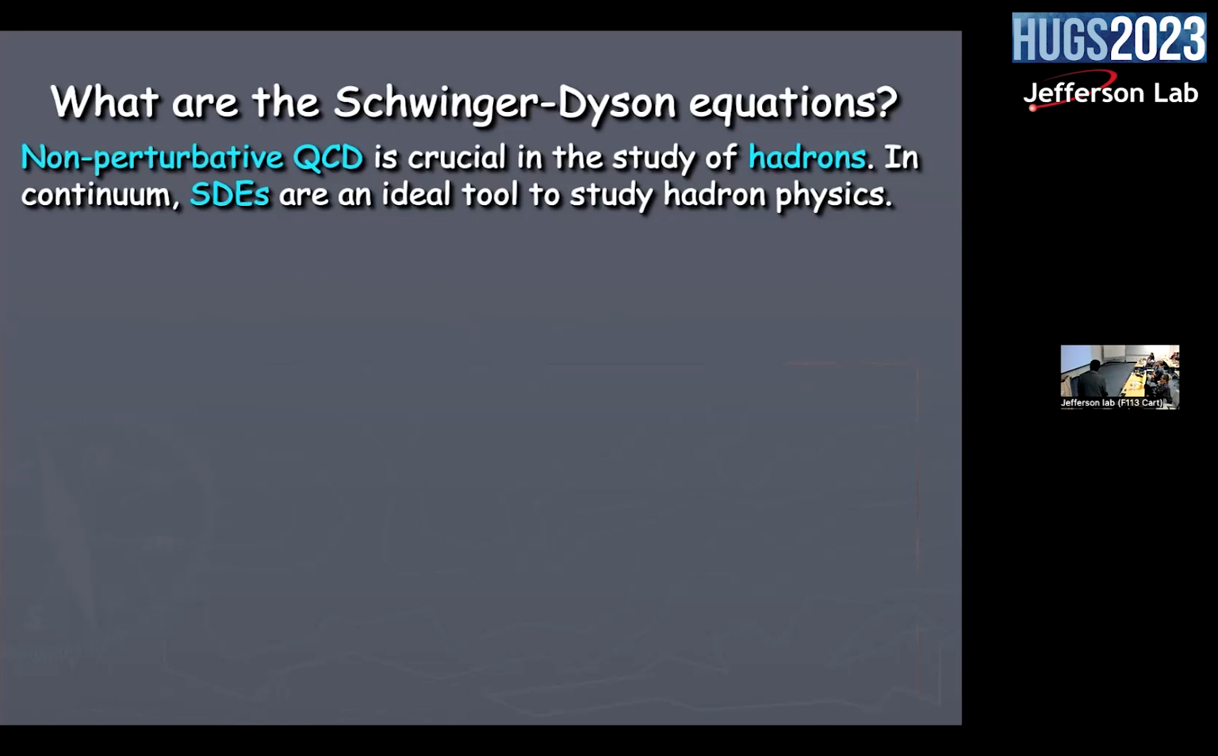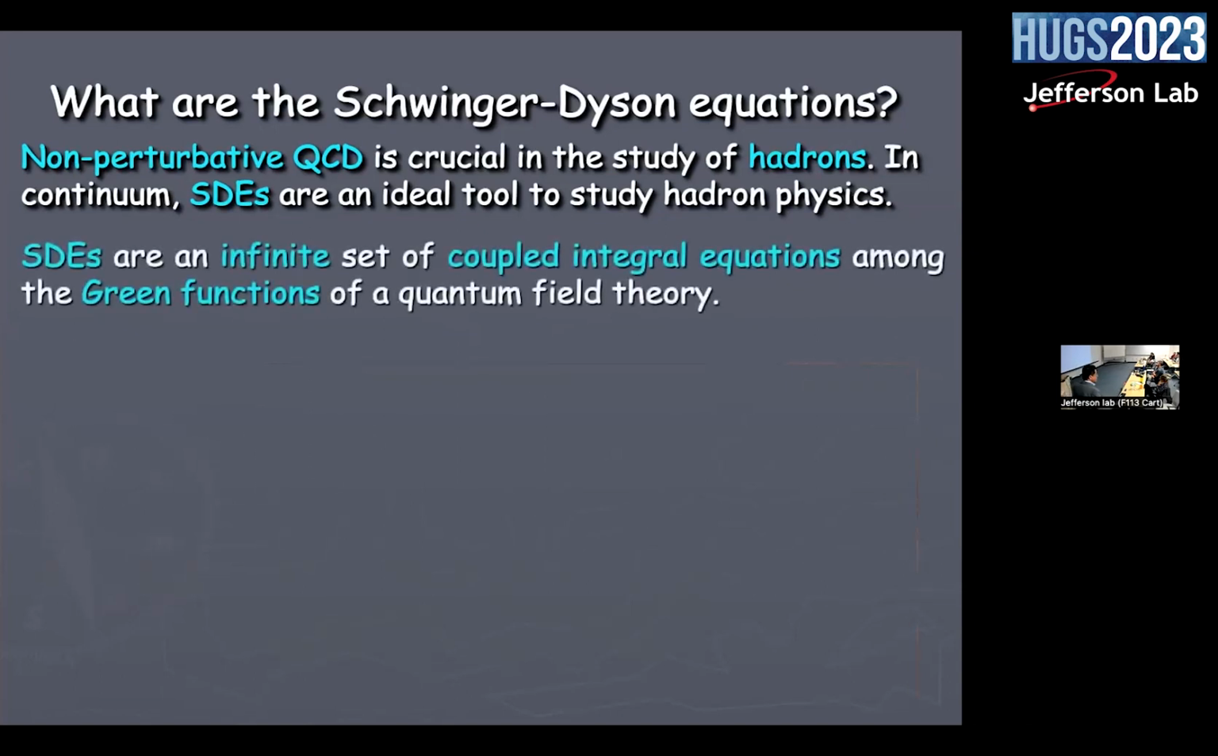Non-perturbative QCD is crucial in the study of hadrons. We all know that. In continuum study, that is, when you do not have space-time discretized, Schwinger-Dyson equations are an ideal tool to study hadron physics. Why is it ideal? In my opinion, it is, in many ways, for the following reasons. There are, of course, difficulties associated with it.